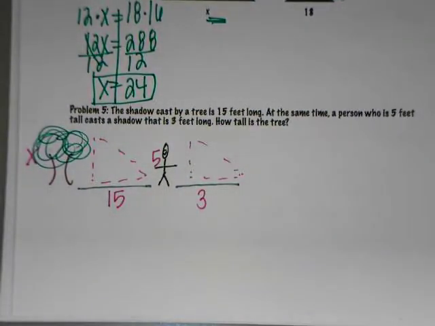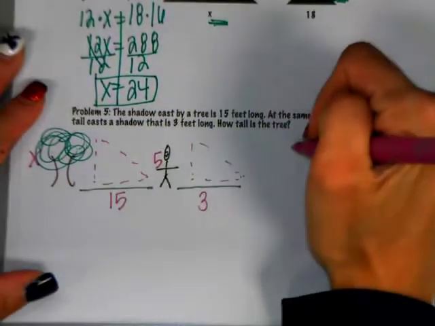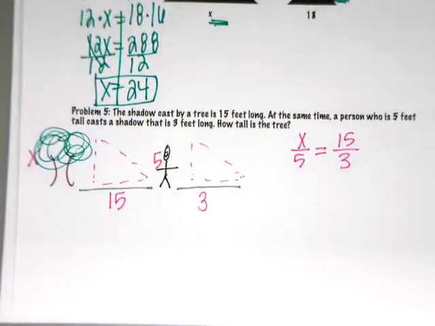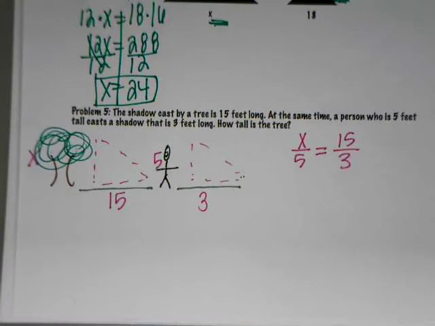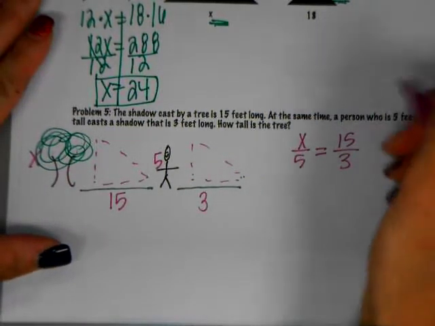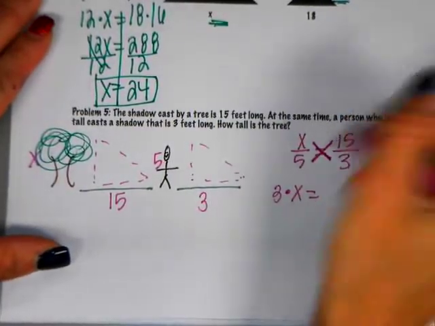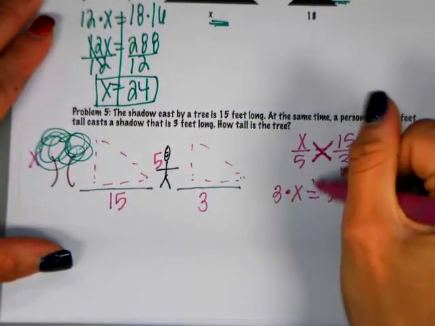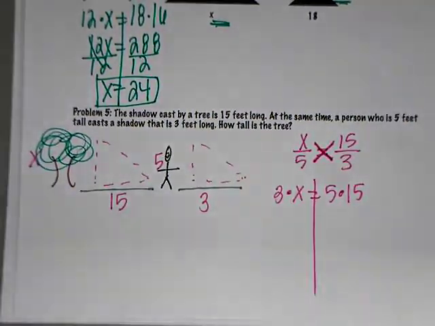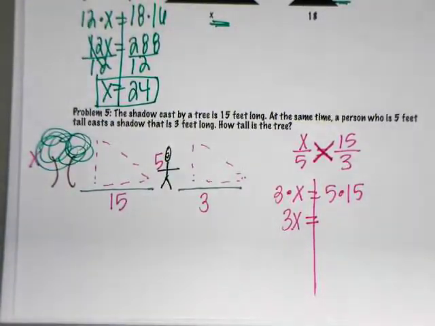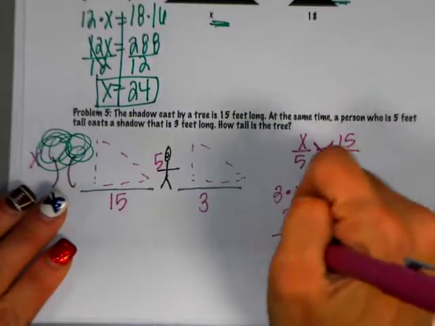Okay? And then just set it up the way that makes the most sense to your head, right? So I would probably do x over 5 equals 15 over 3. But however you set it up, just make sure that the 3 and the x end up as diagonals, and then you're good. So I'll do 3 times x equals 5 times 15. Three x equals what? 75. So then what does x equal?